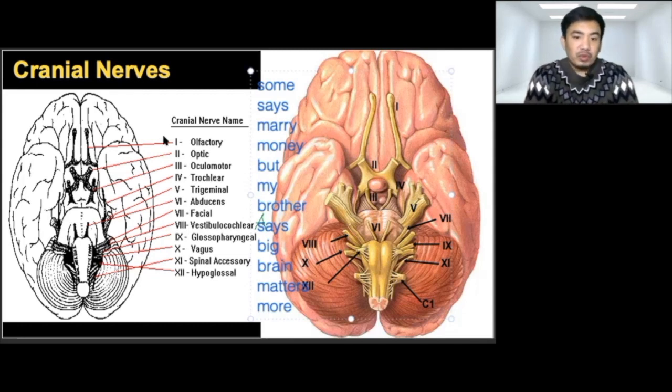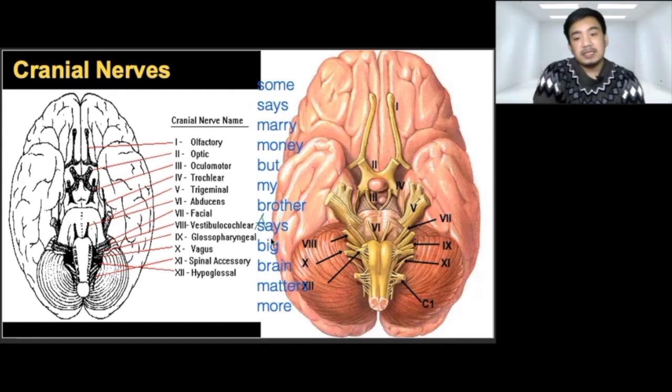So these are two important mnemonics. The O to touch and feel a girl's V, so heavenly, is a mnemonic to memorize the cranial nerve names. And the some says marry money, but my brother says big brain matters more, is the mnemonic for us to memorize and know if a certain cranial nerve number is sensory or motor, or in some cases both sensory and motor.